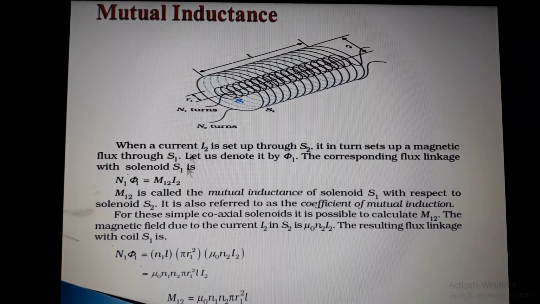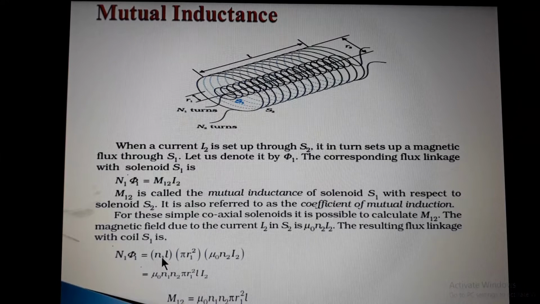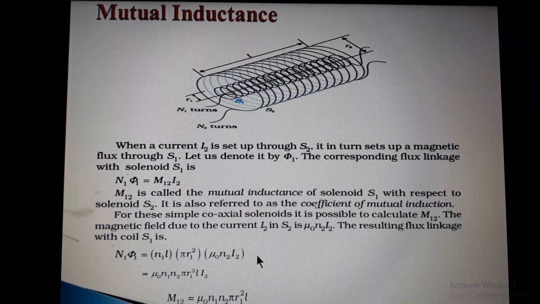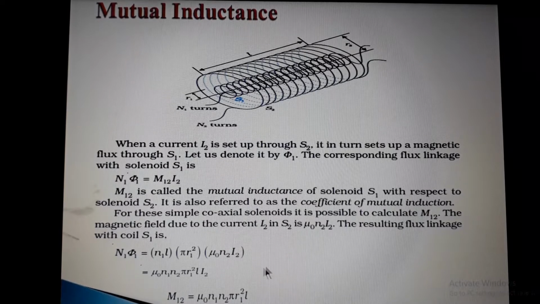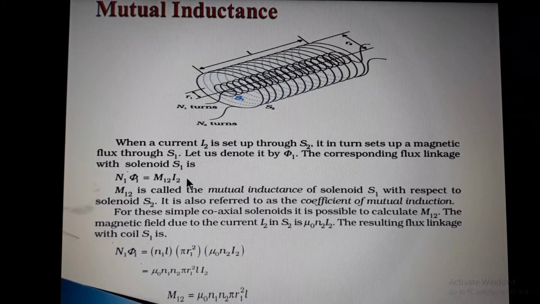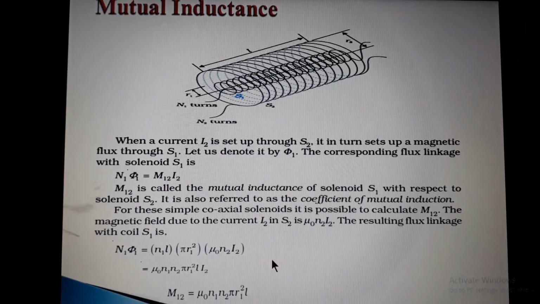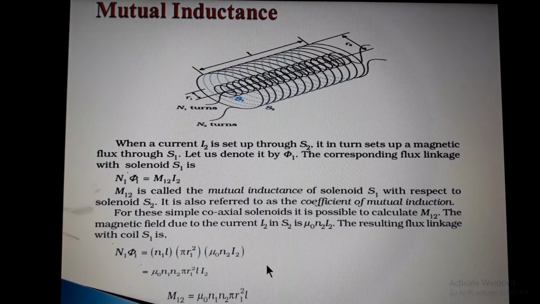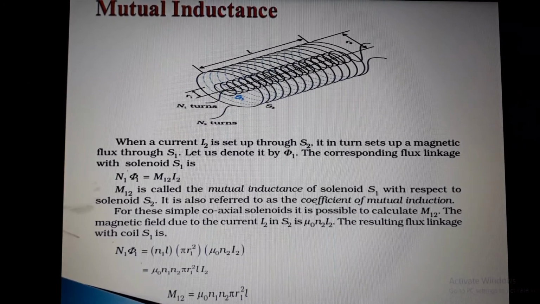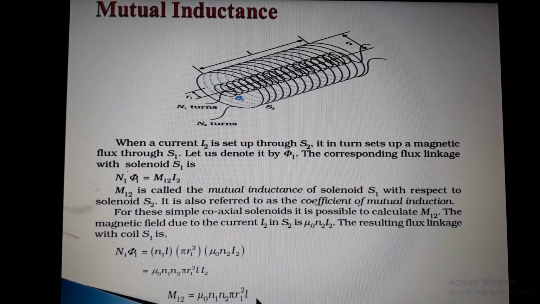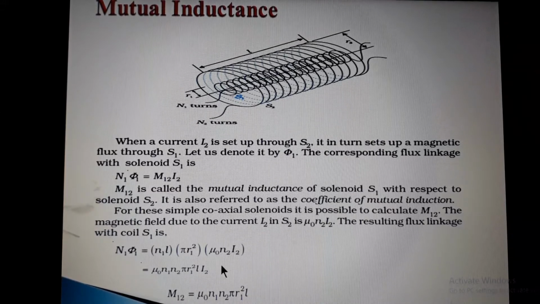is equal to, now you know that area means pi r square, so pi r1 square, and this one is magnetic field, so mu0 N2 I2, and here N1 into N. Okay, so when you multiply this one, you will get this type of equation. Now you just compare, suppose that this one is equation number 1 and that one is equation number 2. Then you can easily get M12 equal to mu0 N1 N2 pi r1 square. Okay, so this one is the M12.